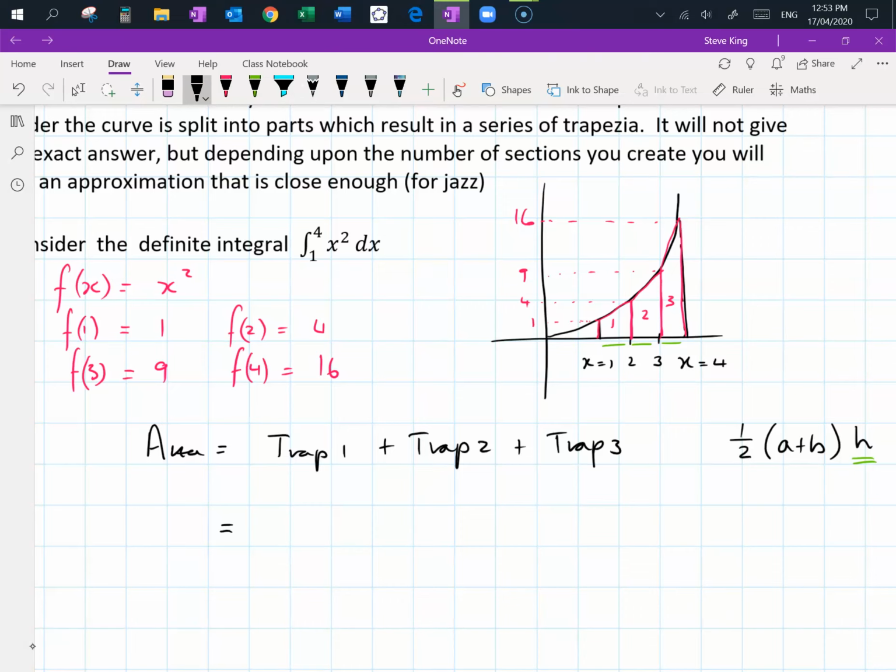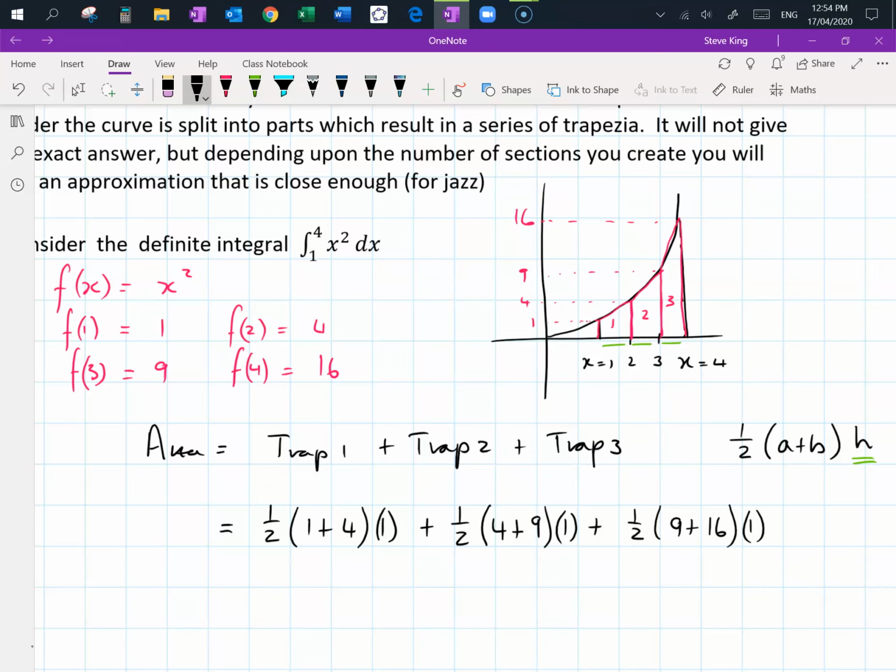So for trapezium 1, it's going to be a half of the 2 parallel sides, 1 plus 4, and the height is going to be 1. For trapezium 2, it's going to be a half of 4 plus 9, and the height between them is 1. And for trapezium 3, it's going to be a half of 9 plus 16, and the gap between them is 1.